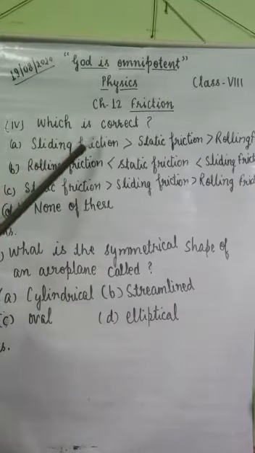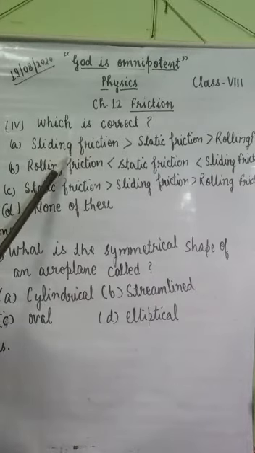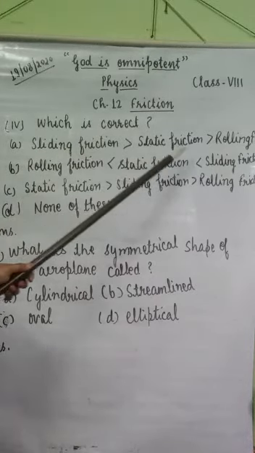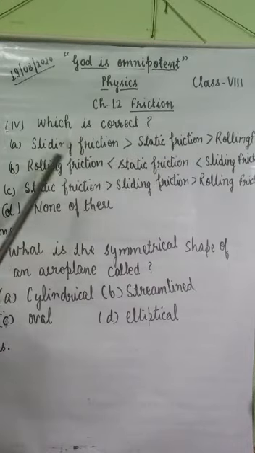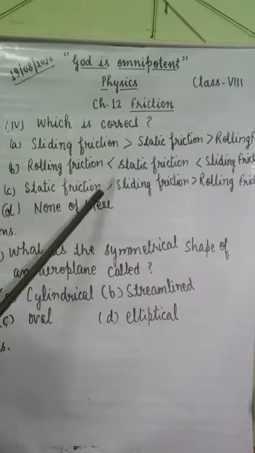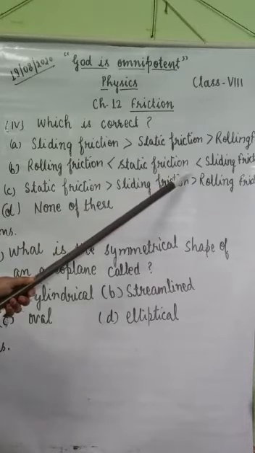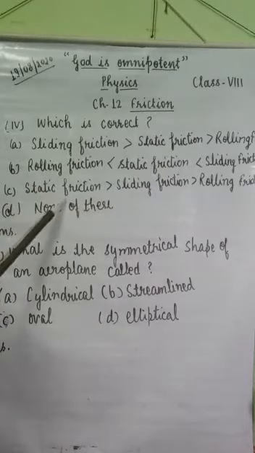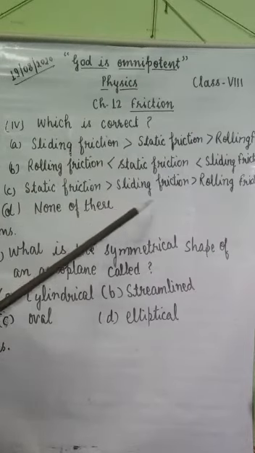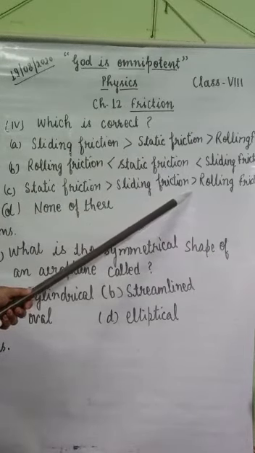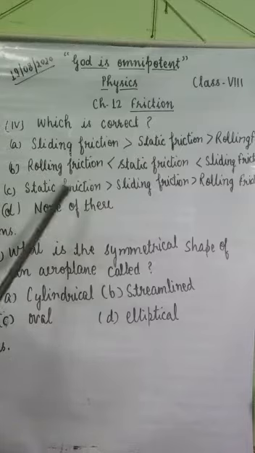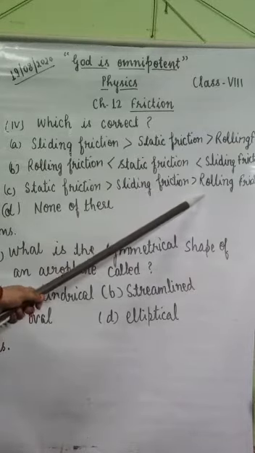Next is, which is correct? Option A is sliding friction is greater than static friction and it is greater than rolling friction. Option B is rolling friction is less than static friction and it is less than sliding friction. Option C is static friction is greater than sliding friction and it is greater than rolling friction. And D is none of these. You know that static friction is more than sliding friction and rolling friction, and rolling friction is less than sliding friction and static friction. So option C is correct.